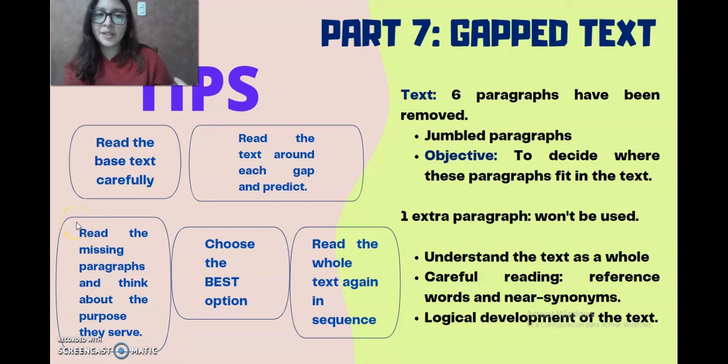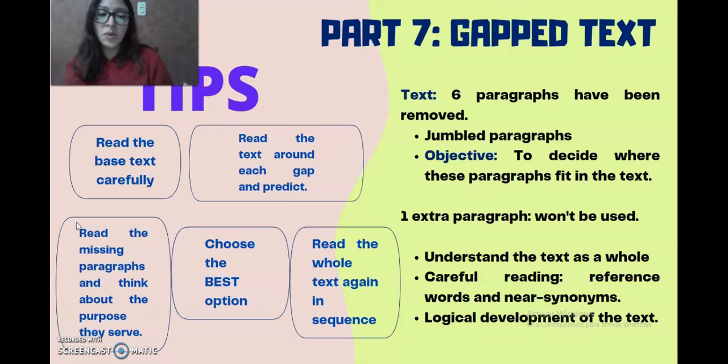I'm Danielle, and this is part 7, which is called gap text. Basically, it is a text in which 6 paragraphs have been removed. When these paragraphs are separated, they are not in order. That's why they are jumbled paragraphs, and the main objective is to decide where these paragraphs fit in the text. In addition, this exam includes 1 extra paragraph that won't be used at all.